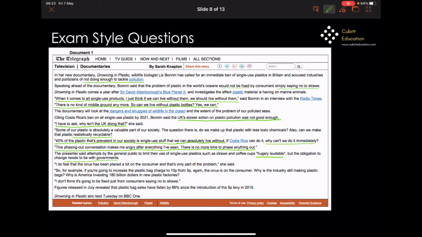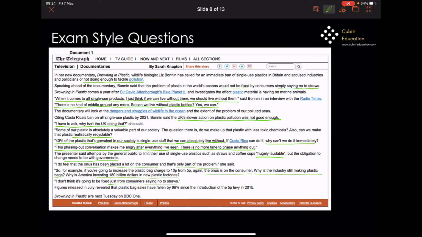She then goes on to say, I do feel that the onus has been placed a lot on the consumer, meaning us, and that's only part of the problem. So, for example, if you're going to increase the plastic bag charge to 10p from 5p, again the onus is on the consumer. Why is the industry still making plastic bags? She's got a point. Why is America investing $180 billion in new plastic factories? I don't think it's going to be fixed just from consumers saying no to straws. And she has got a point there.